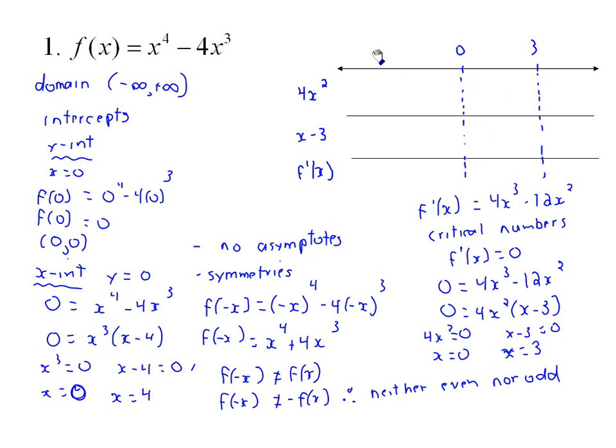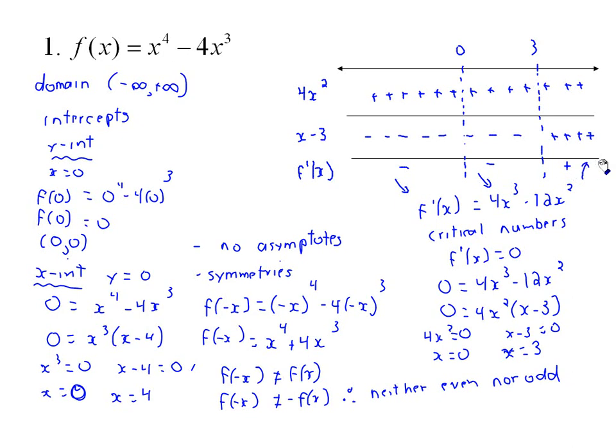So 4x squared, when x is positive or negative, we would expect that factor to always be positive when we square it. X minus 3 will be positive when x is greater than 3, but negative when it's less than 3. So therefore, the first derivative is negative there, and positive there. So it's decreasing, and then it's increasing.